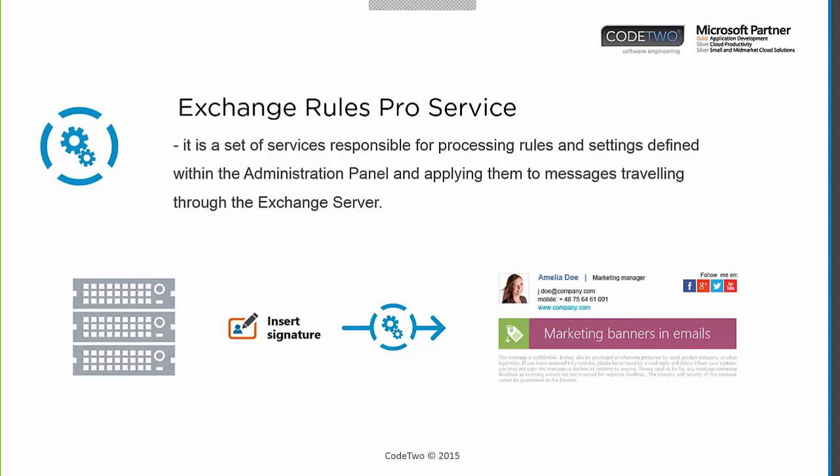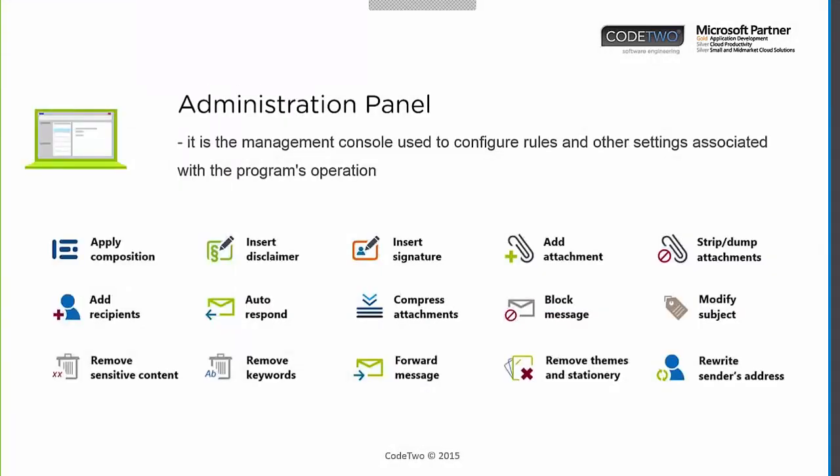And the second module is the administration panel, which allows managing the rules for adding signatures, editing your signatures, but also offers additional features. As you can see in the short list, for example, it allows creating autoresponders for the entire company, and managing your attachments to make sure that the emails you send and receive aren't too heavy for the bandwidth, and forwarding messages.